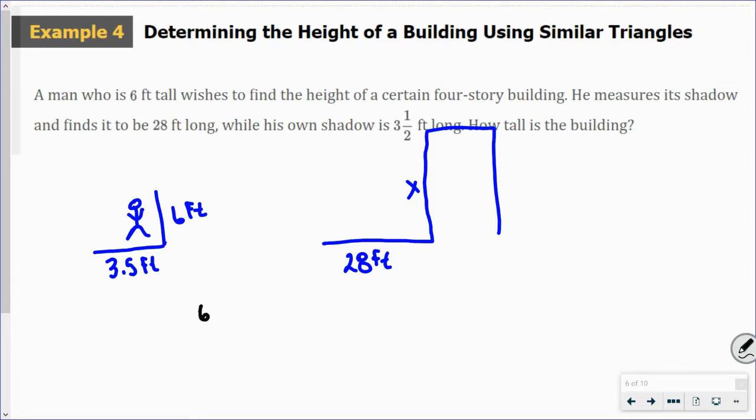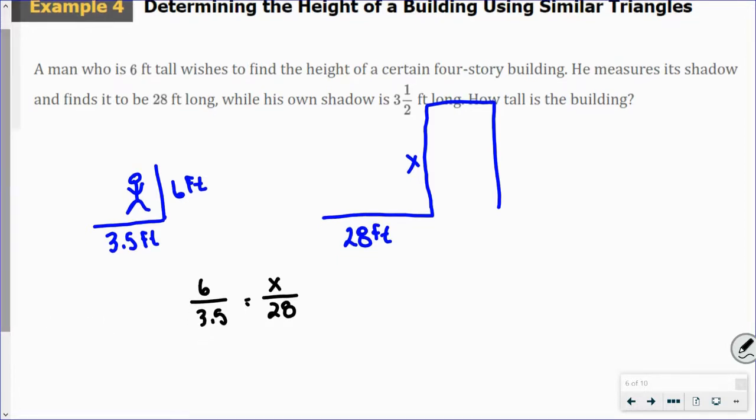So I'm going to say 6 over 3.5 equals x over 28. There's a lot of ways you could do this. A lot of people cross multiply. I tend not to do that, especially if x or something crazy is there on the bottom. I like to multiply by my common denominator, which is 3.5 times 28 in this case.